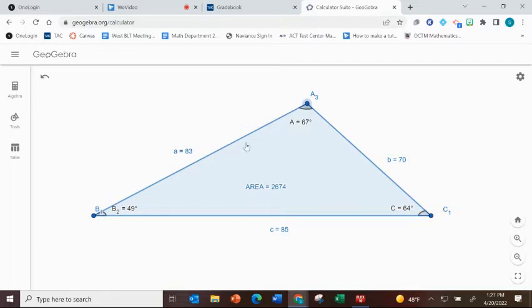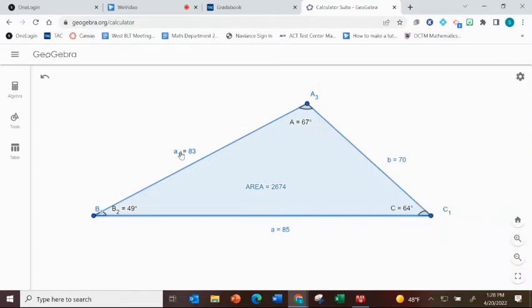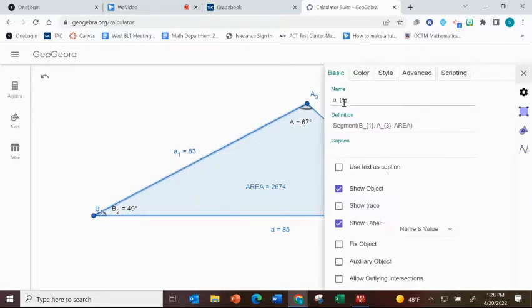of ABC? Which is the smallest angle? B. Of A, B, and C, which is the smallest side? Okay. And what is the largest angle? And what's the largest side? This should be called side A. I will fix that. So that should be called side A, and this should be called side C.